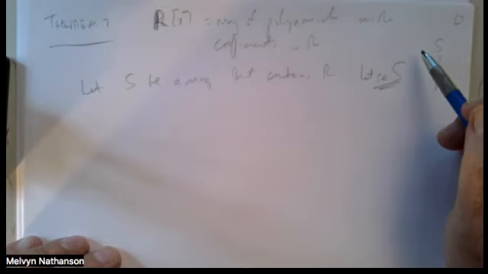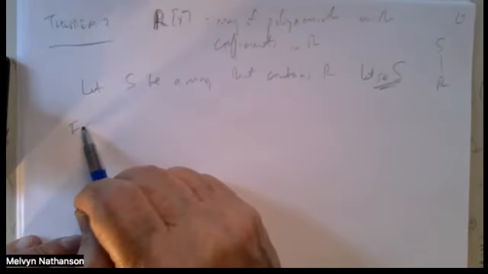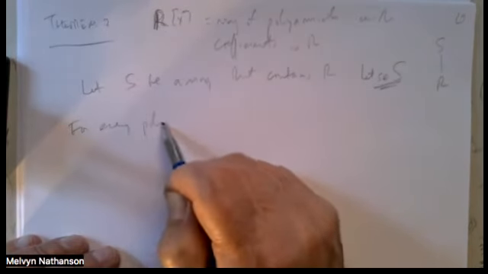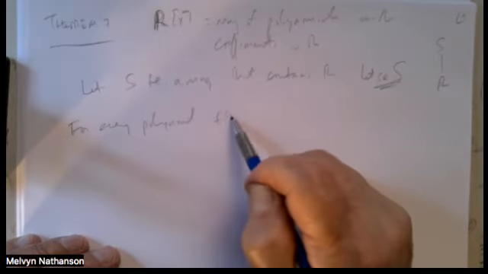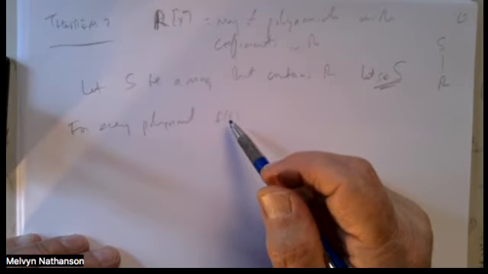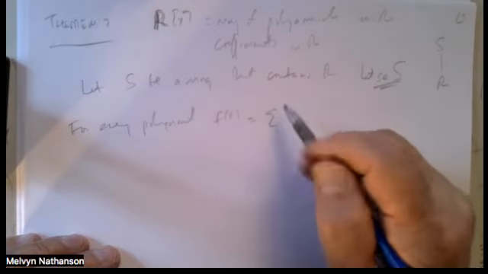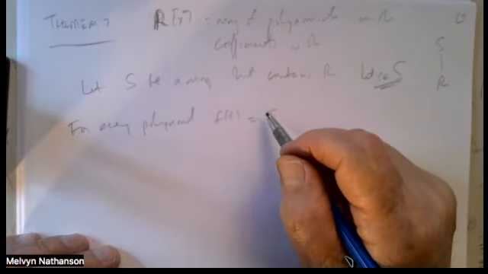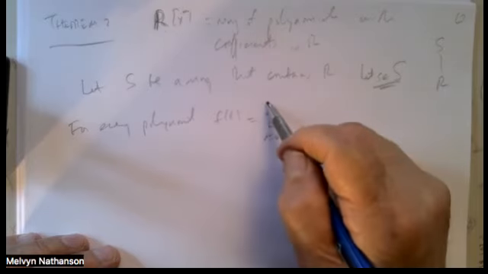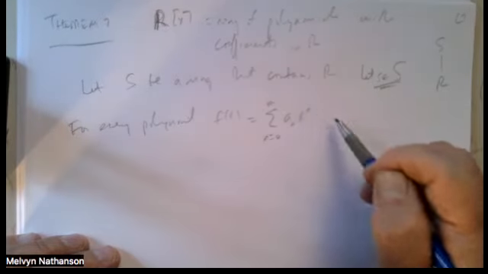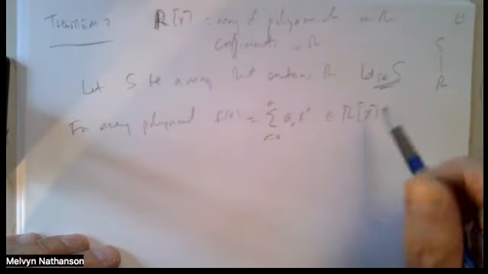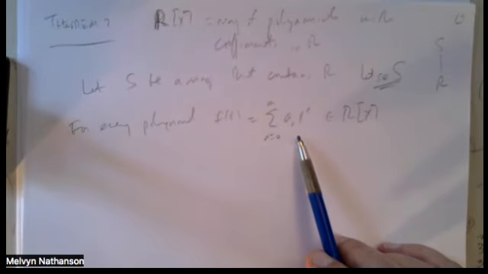Let little s be any element in S. So pick an element in S. So for every polynomial f of x equal, let's say, summation i goes from 0 to m, a sub i x to the i in R of x. So right, this is a polynomial, right? This is a0 plus a1x plus a2x squared up to a sub m x to the m.